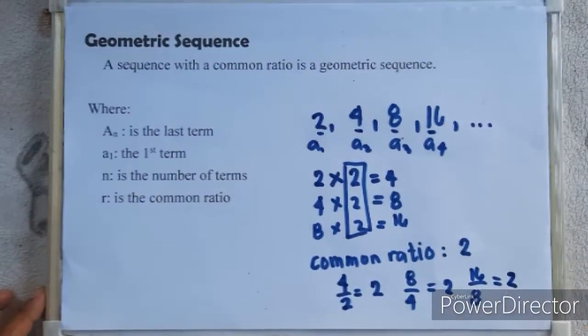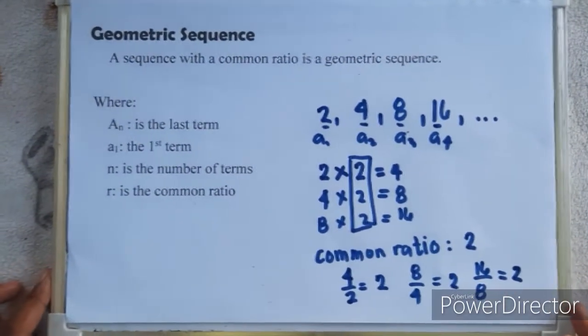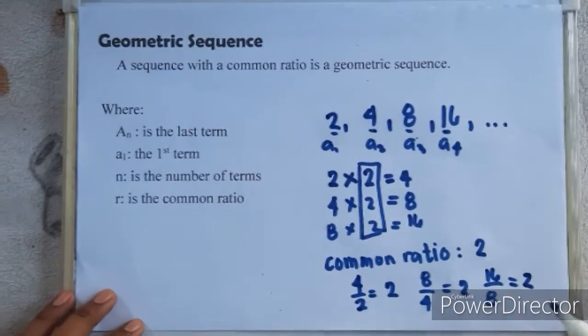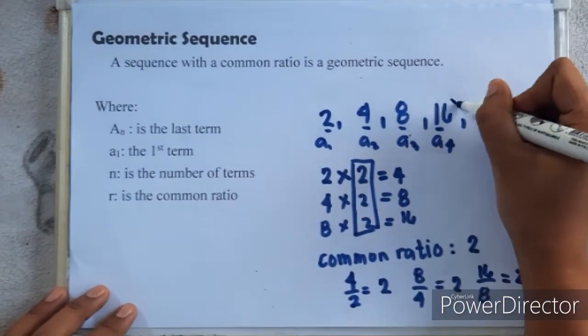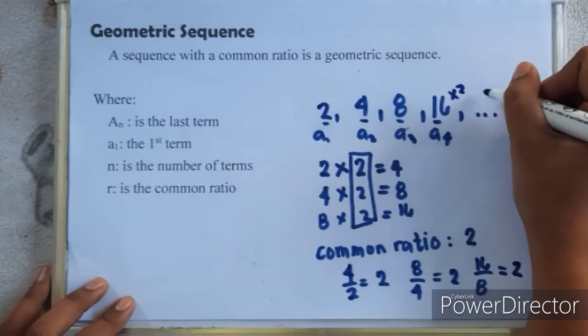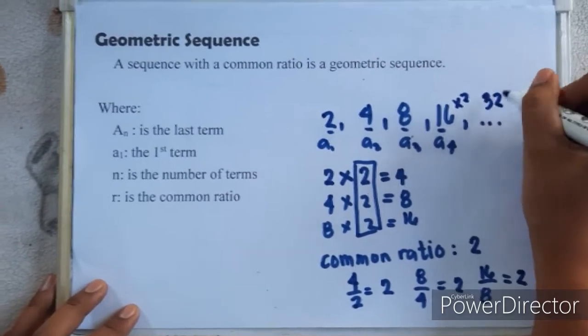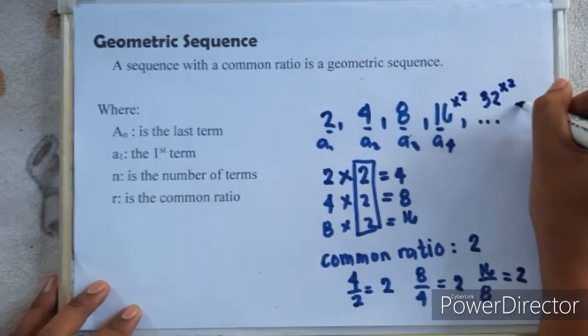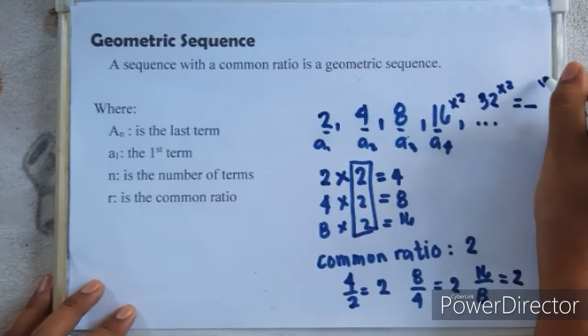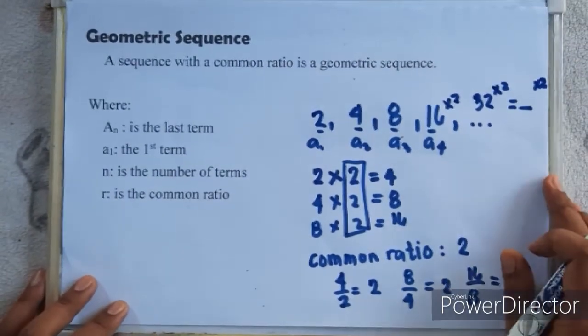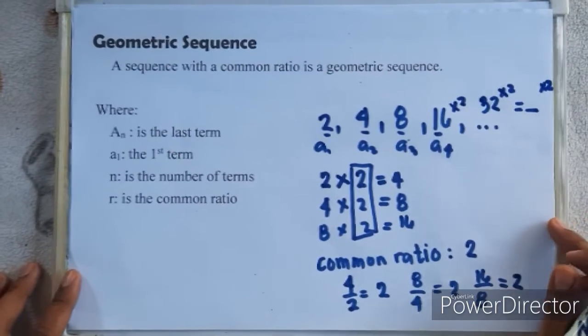What if you are asked to give the next 3 terms of the sequence? Simply multiply the last term by 2. 16 times 2 is 32. Next, you multiply 32 times 2 is 64. So that's it on how you're going to give the next 3 terms of the sequence by getting first the common ratio.